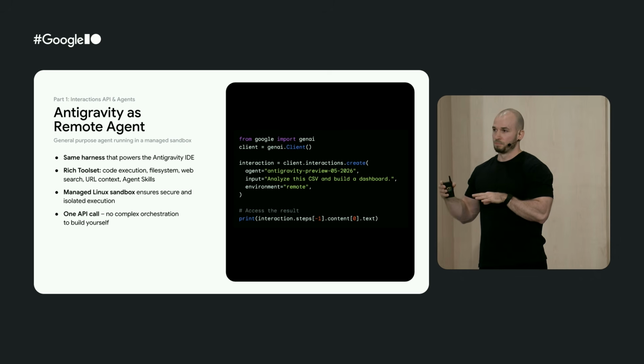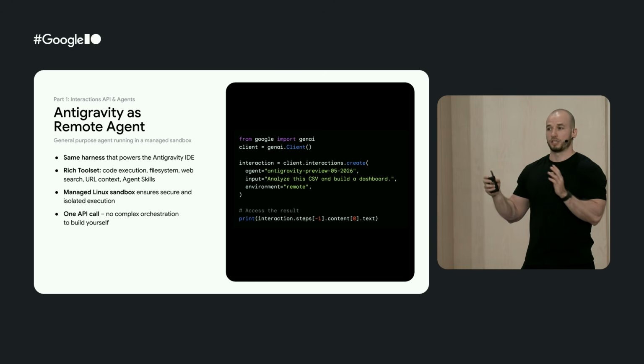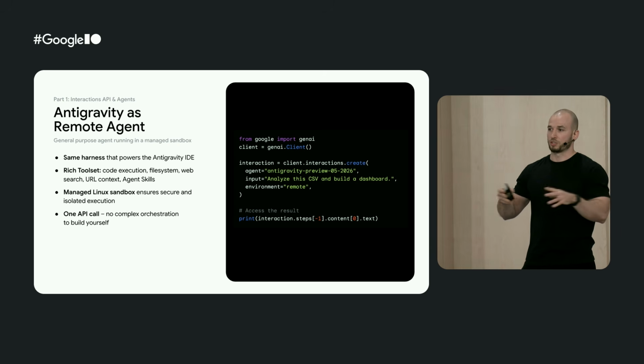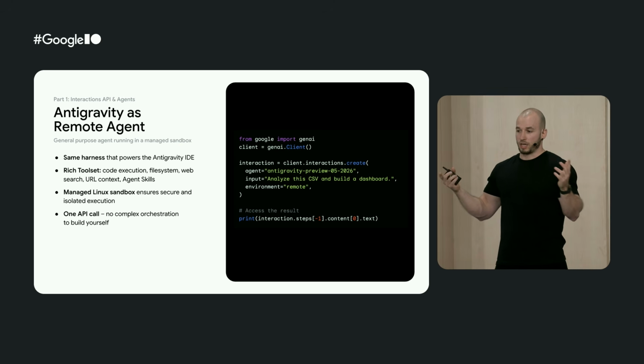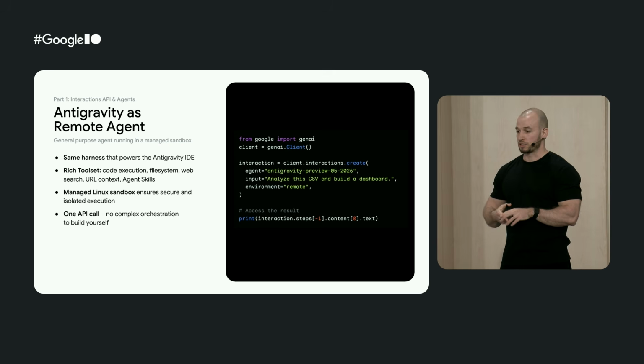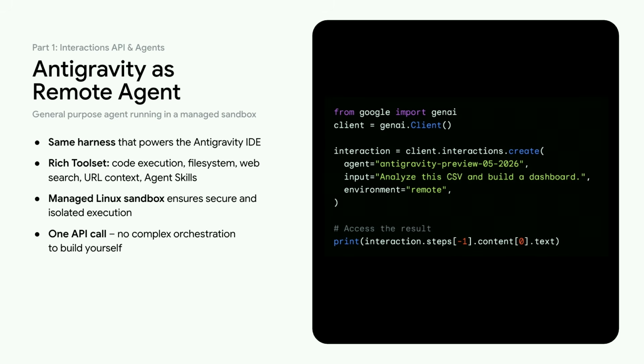The Anti-Gravity agent is powered by the same harness as the Anti-Gravity IDE. So we are basically unifying the same agent harness across all of our offerings. It has a rich set of tools, so it can do code execution, file system operations, web search with Google Search, URL context. It can use agent skills. And I think for me, at least, the most exciting feature is this environment. It gets its own computer, basically.